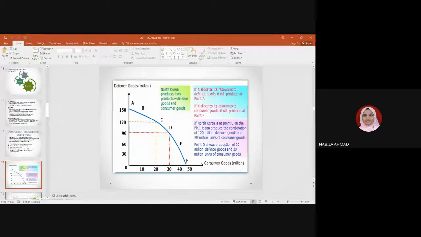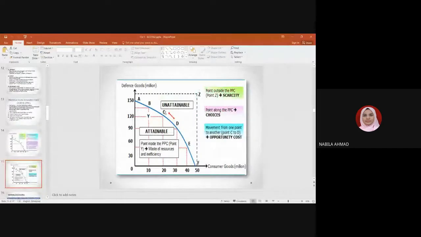So kalau nak lagi detail, so this is how we explain basic economic concept by using production possibilities curve. Alright. So saya kata tadi point along the PPC ni, A, B, C, D, E, F ni adalah most efficient point. Kenapa? Sebab all resources are fully utilized. Right. So what about point Z? Kalaulah country ini nak produce dekat luar PPC, point Z, boleh tak dia produce point Z?